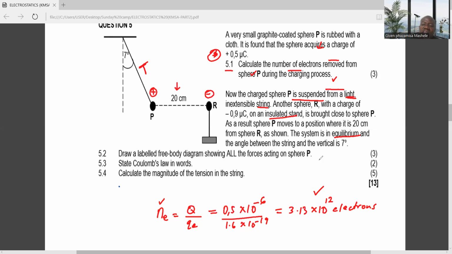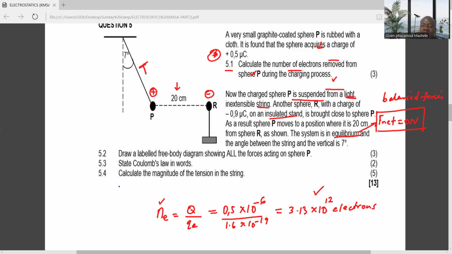Now we know that when they say the system is in equilibrium, they are referring to the fact that all the forces acting here are balanced. And if the forces are balanced, it means the net force acting on the system is zero. So we are dealing with balanced forces, and since they're balanced, the net force acting on the system is zero.